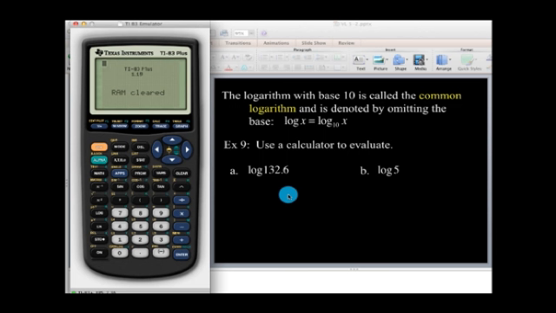As we look at example 9, we're going to use a calculator to evaluate this. And if you'll notice on your calculators right over here next to the 7 is the log button. So if we want to find the log of 132.6, we just type in log and then 132.6, close our parentheses and hit enter, and we get our answer, if we round it off, 2.1225. Then for the second one, log of 5, we do the same thing. Just log 5, close our parentheses, hit enter. We get 0.6990 if we round that off to 4 decimal.